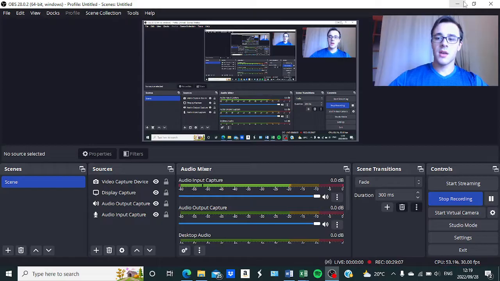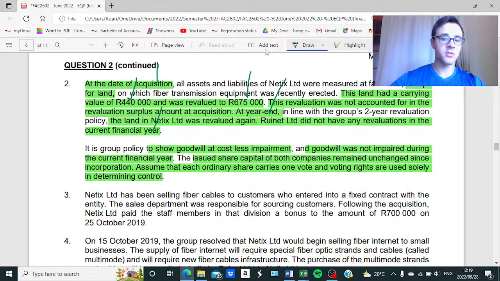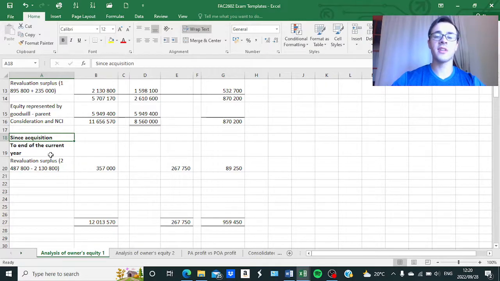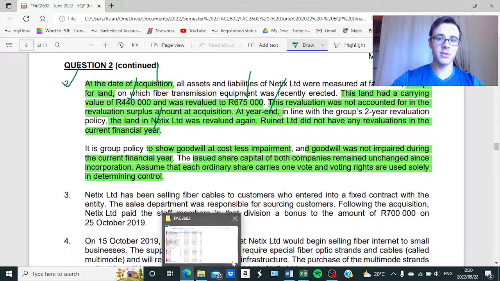Sorry about that. Okay, so we have finished point 2 under additional information. So we have calculated the correct balance for revaluation surplus on the date of acquisition, and then we calculated the current year's revaluation surplus for the subsidiary. It will be shown under since acquisition to the beginning of the current year or to the end of the current year section. As I've said previously, remember that we do not have a since acquisition to the beginning of the current year section because of the fact that the group was formed during the year. So there could not be a since acquisition to the beginning of the current year section. Okay, that would not make sense.